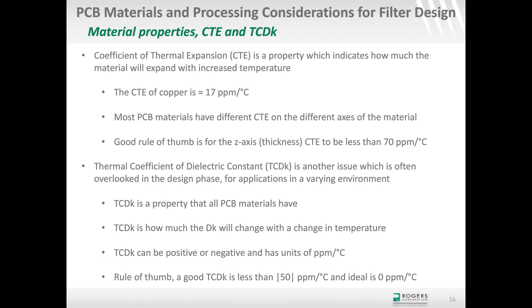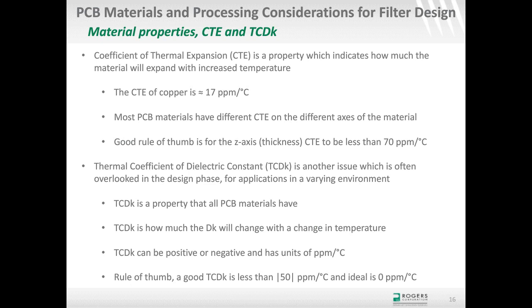And then for TCDK, thermal coefficient of dielectric constant, that's another property that all materials have, and unfortunately this one is sometimes overlooked, but that's really how much the dielectric constant will change with a change in temperature. Materials will have different types of TCDK behavior depending on the formulation, and a general rule of thumb is the TCDK should be about 50 parts per million per degree C or less. An ideal would be 0, which would actually be no change in dielectric constant with a change in temperature.